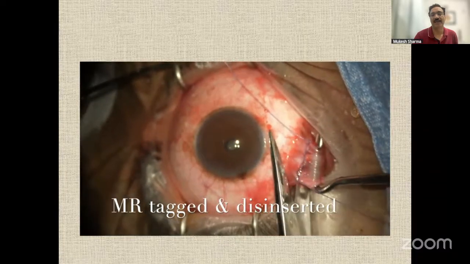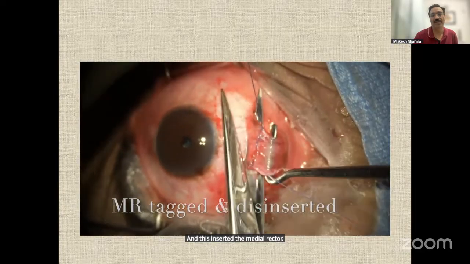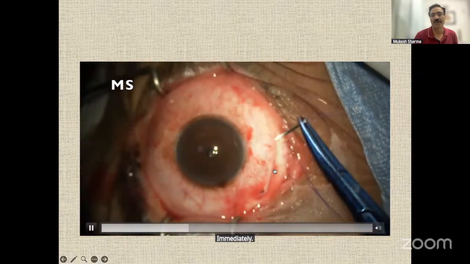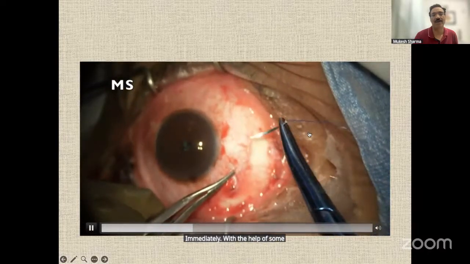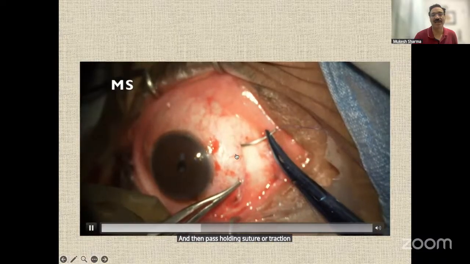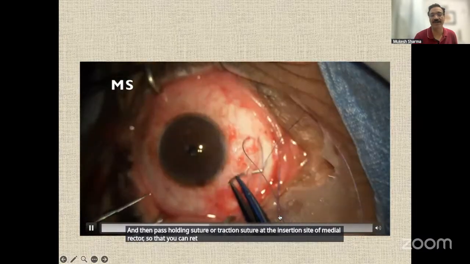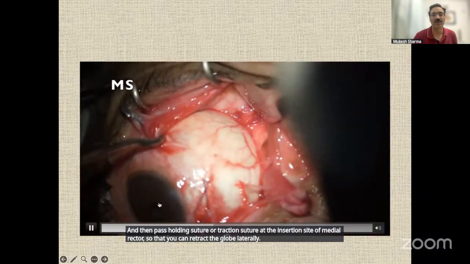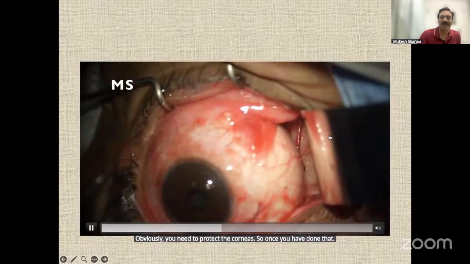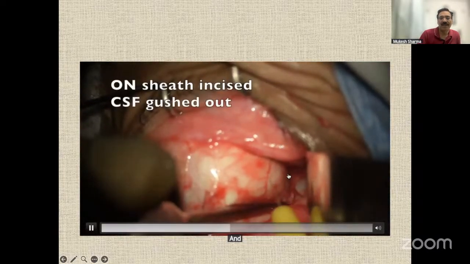Once you have tagged it and disinserted the medial rectus, secure it medially with the help of an artery clamp, and then pass a holding traction suture at the insertion site of the medial rectus so that you can retract the globe laterally. Obviously, you need to protect the cornea. Once you have done that, you place your retractor inside and identify the optic nerve.